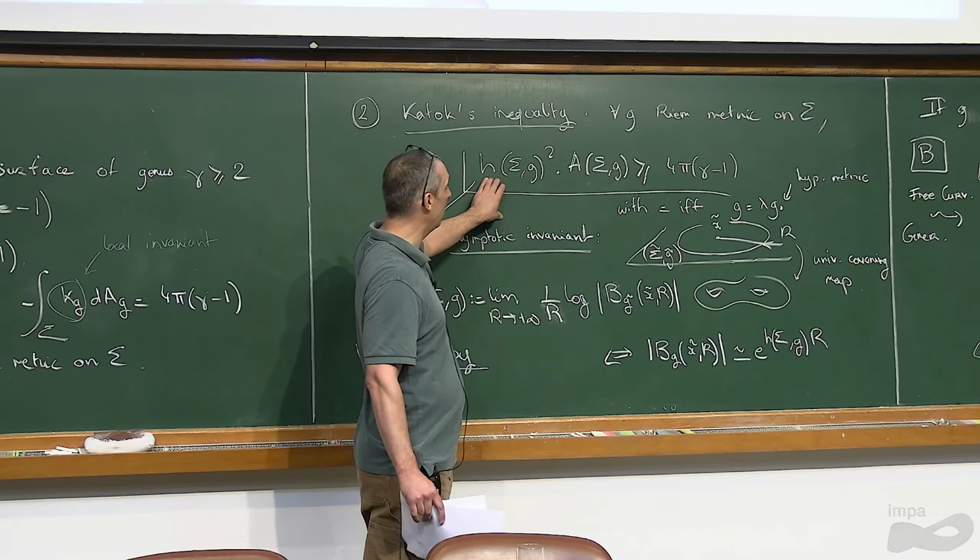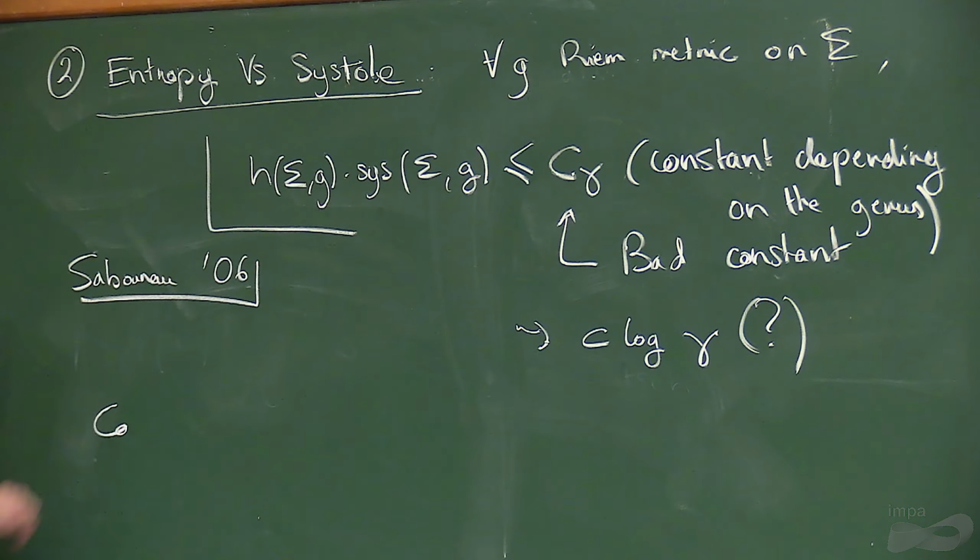How does the volume entropy scale under the metric? Is this product scale invariant? Yeah. The volume entropy is like 1 over a length. So if you multiply the metric by some scaling factor, the entropy will be multiplied by the inverse of it, and the systole by this factor.